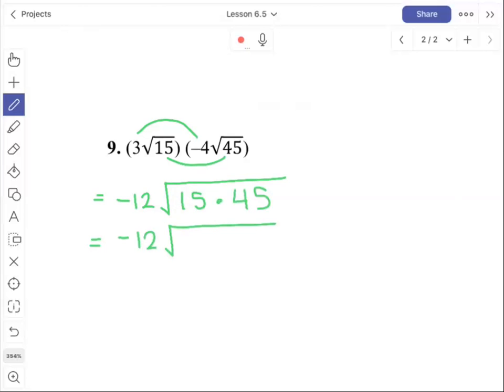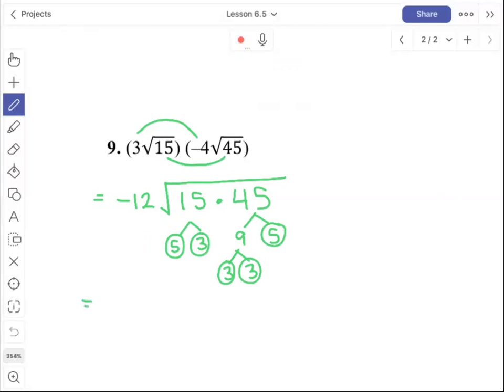So this is going to be, actually, let me do a factor tree here. This is going to be 5 and 3. This is going to be 9 and 5. And 9 breaks down to 3 and 3. All right, so that's my little trick. Don't multiply the 15 times 45 because we're gonna have to break it down anyway.